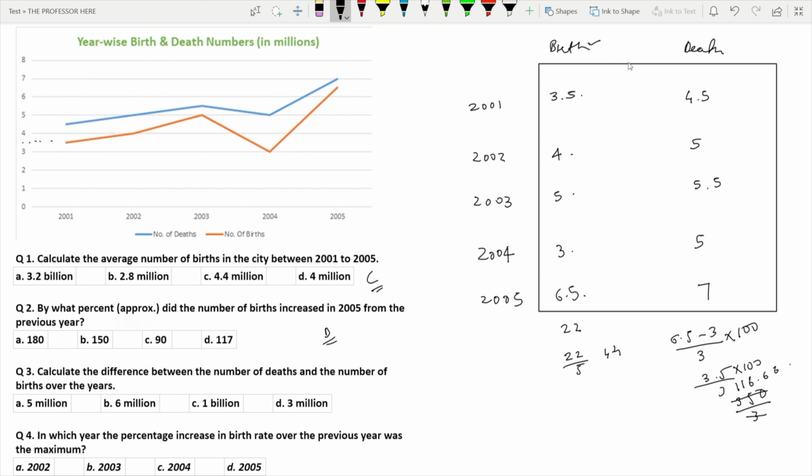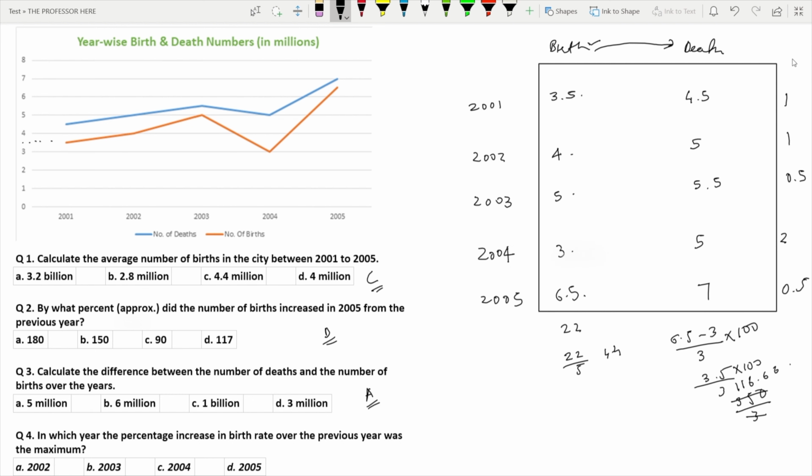Question number 3. Calculate the difference between the number of deaths and the number of births over the years. All you have to do is subtract the number of birth from number of death. So 4.5 minus 3.5 is 1. 5 minus 4, 1. 5.5 minus 5 is 0.5. 5 minus 3 is 2. And 7 minus 6.5 is 0.5. So you add it up, you get 2, 2.5, 4.5, 5. 5 million is the answer, option A.